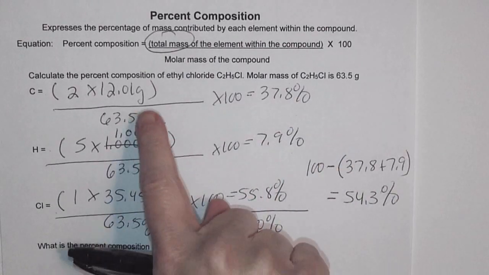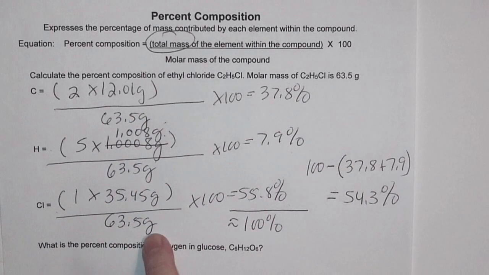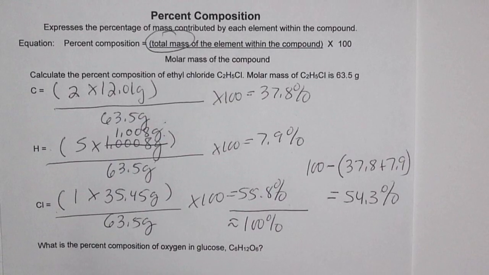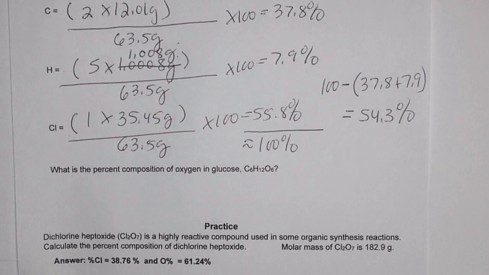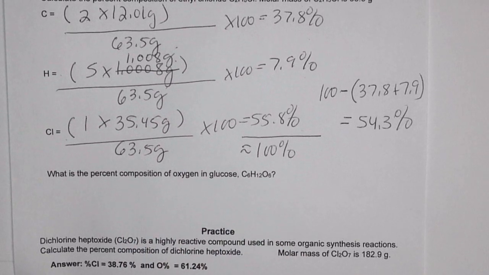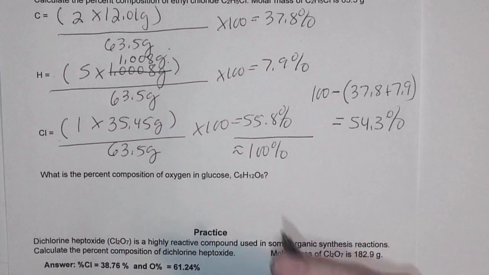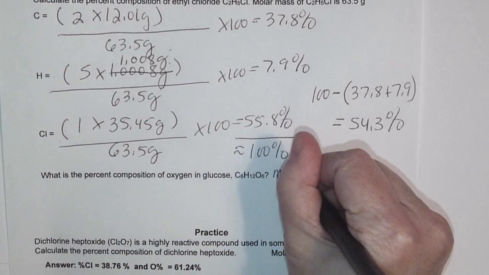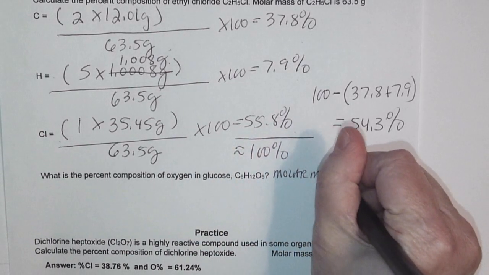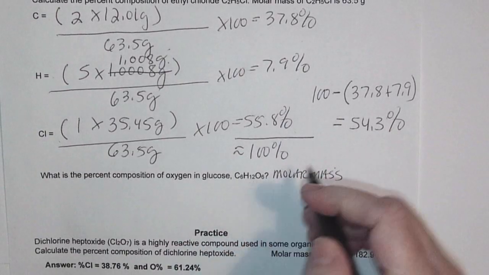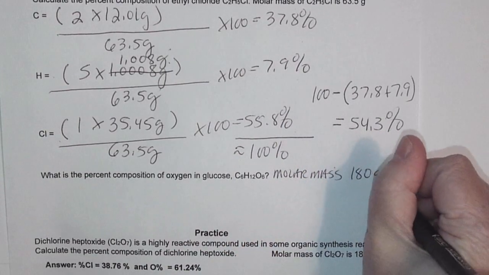Now, this one asks for each individual element to be done. Most of the time, they're just going to ask for one element to be done. So this is a typical test or quiz question where it's just asking for the oxygen. So let me do the same thing here and provide the molar mass to save a little bit of time. The molar mass of this, which is sugar, is 180 grams.